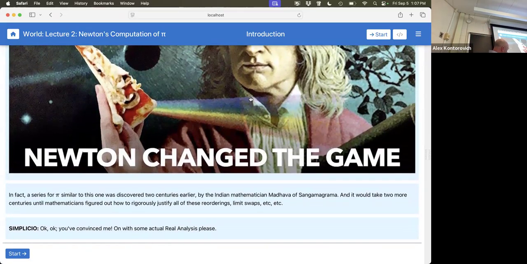In fact, the series for pi, very similar to this one, was discovered 2 centuries earlier by an Indian mathematician, Madhava, and it would take 2 more centuries until mathematicians figured out how to justify. Well, what does it mean for a series to converge? For a sum of a bunch of things to converge? What does it even mean for a sequence to converge? You have a whole bunch of numbers. What does it mean for a bunch of numbers to converge? What does it mean for a series to converge?